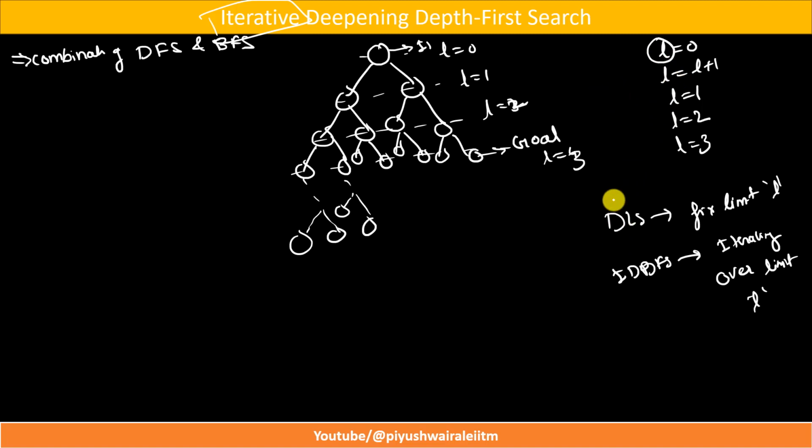In the case of DLS, we are fixing the limit, but in this case we are iterating the value of L. We are incrementing the value of L for each limit. So it will continue to increment the value of L till L equals D, that is where my goal state is present. I hope you understand the concept of IDDFS.